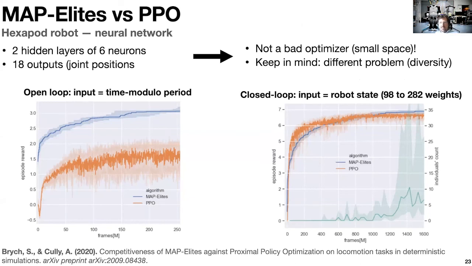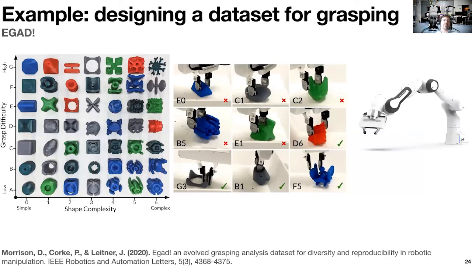It's also actually a good optimization algorithm. Antoine Cully recently tried to compare this to PPO. If you use just this algorithm with a small neural network, two hidden layers of six neurons, then you sometimes get better or comparable performance to PPO. So it's actually a good optimizer. You can use this, for instance, to evolve diverse shapes for benchmarking. You try to find many shapes that have different levels of difficulty for grasping with a robotic arm, and different complexity.